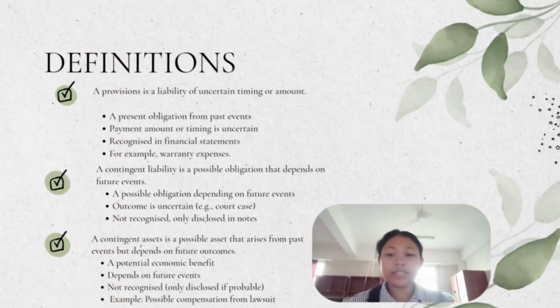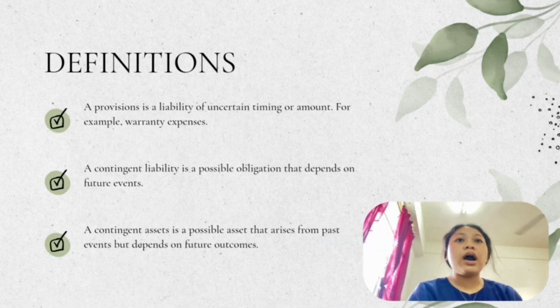Finally, a contingent asset is a potential gain, but be careful. In accounting, we are prudent. We never record a maybe asset in our balance sheet because we don't want to mislead investors into thinking the company has more money than it really does. We only mention it if the inflow of money is probable. Now, I will pass to my friend for further explanation.